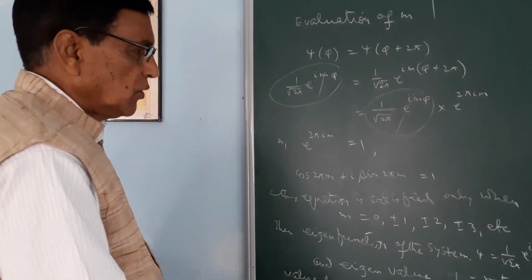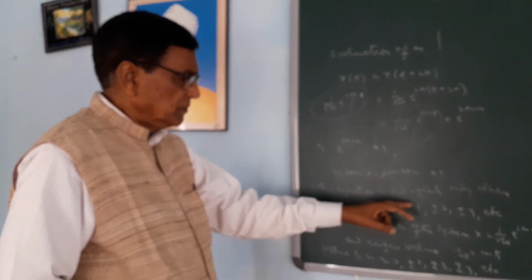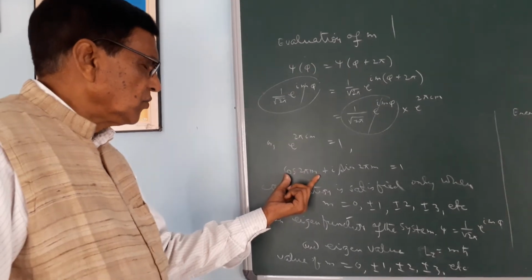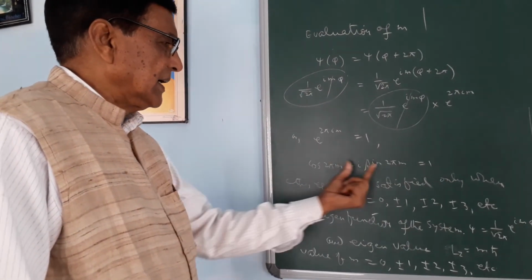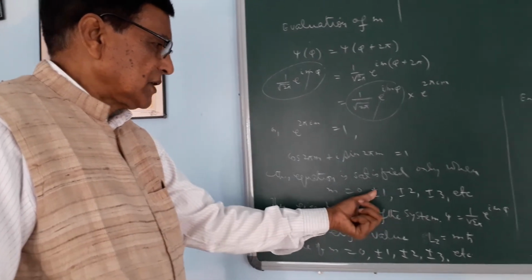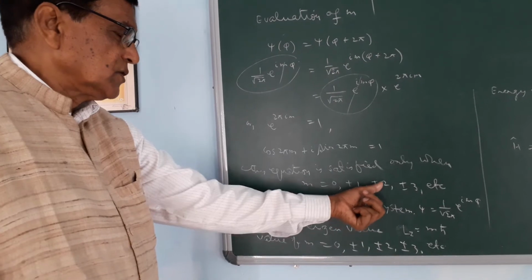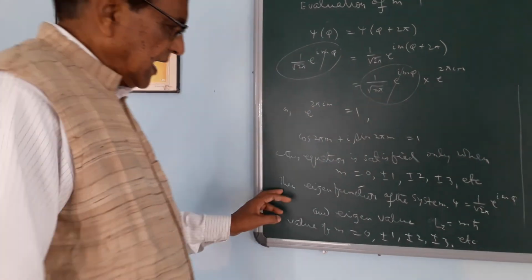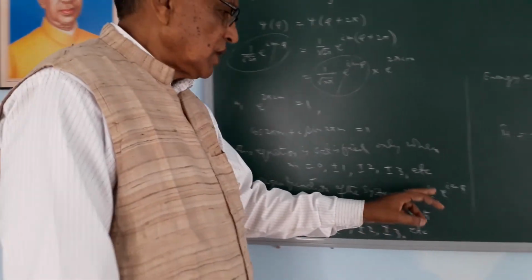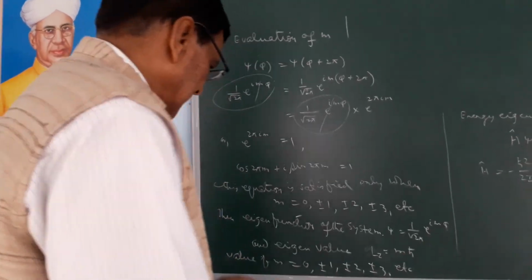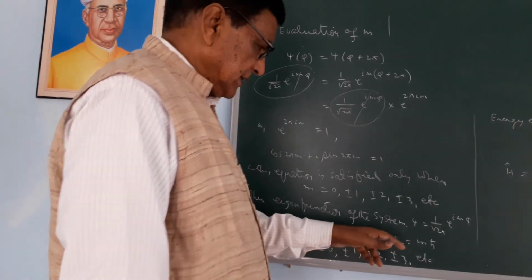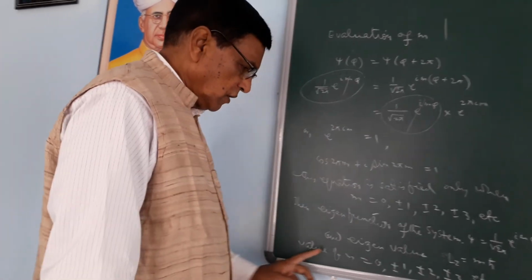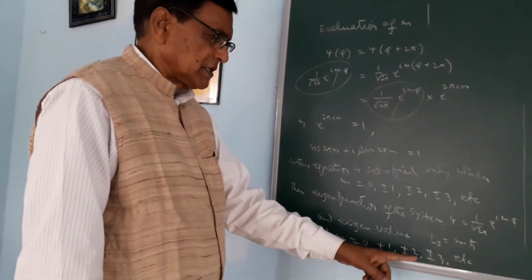And this equation is satisfied only when m equal to 0, plus minus 1, plus minus 2, plus minus 3, etc. When m equal to 0, this value equal to cos 0 equal to 1, and this value is 0. And when m is plus 1, minus 1, plus 2, minus 2, in every case this equation is fully satisfied. So we come to the conclusion that the eigenfunction of this system psi equal to 1 by root over 2 pi e to the power i m phi, and the eigenvalue Lz, the z component of angular momentum, equal to m h cross, where m equals 0, plus minus 1, plus minus 2, plus minus 3.